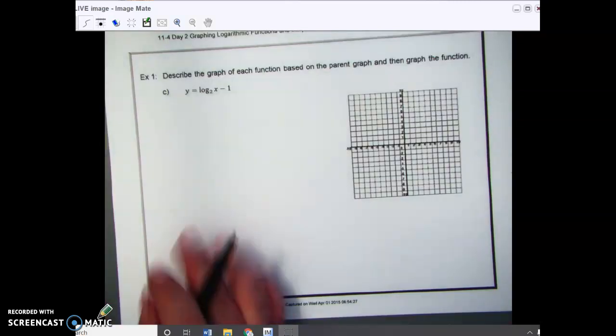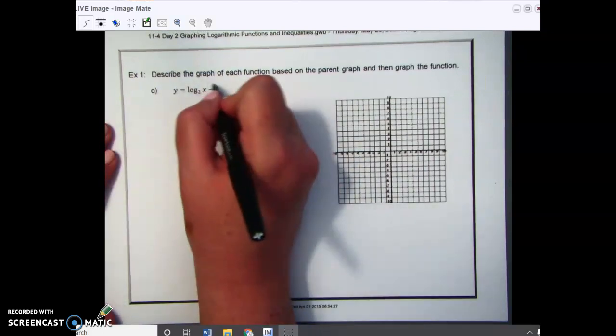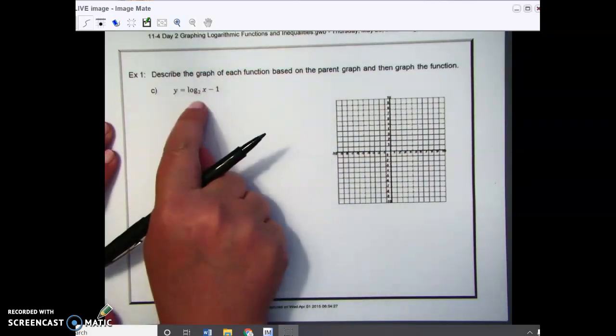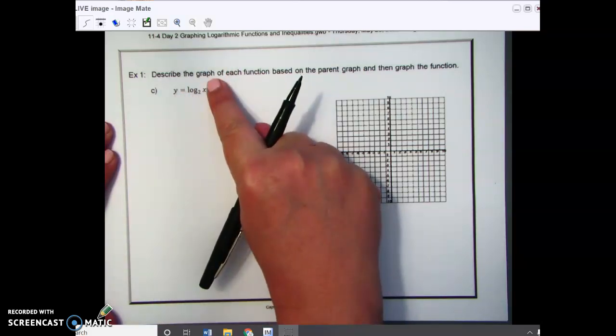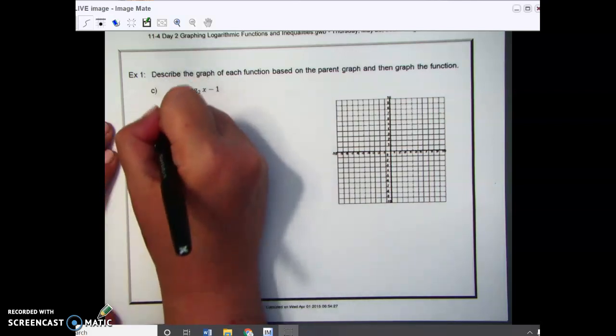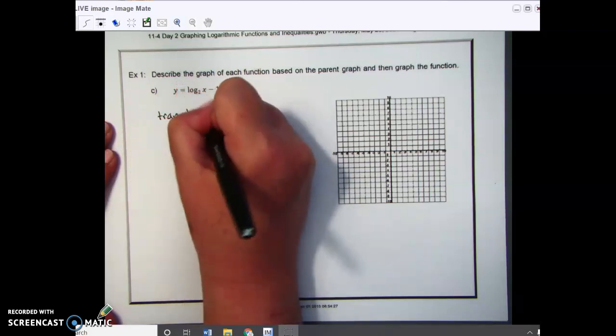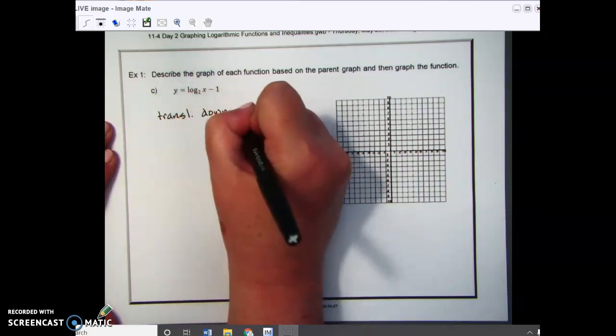All right, so taking a look at this next one, the -1 is going to be a translation, and it's outside of the log because it's not in parentheses with the x, so it means take the log base 2 of x and then subtract 1 from it. So this is going to be translated down 1 unit because vertical is what it looks like.